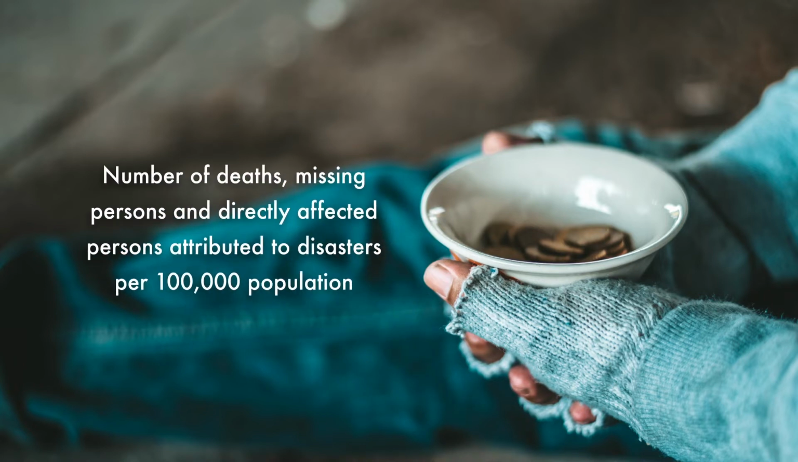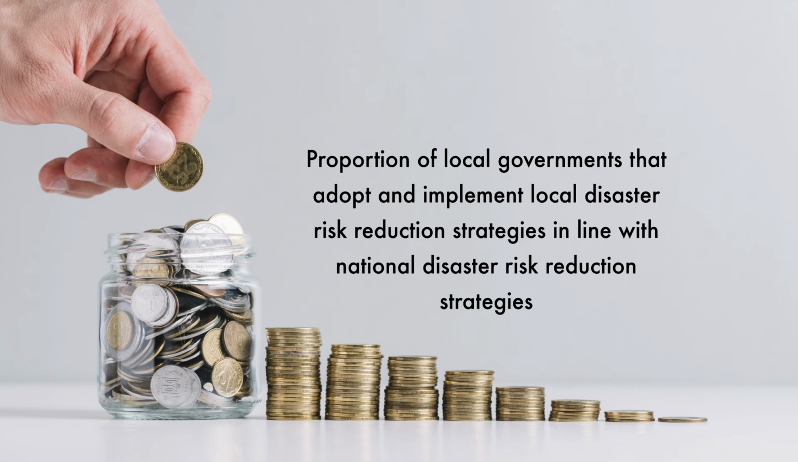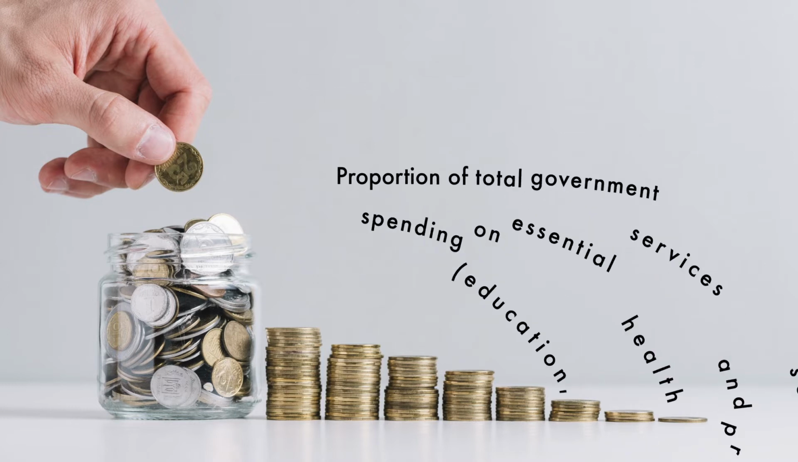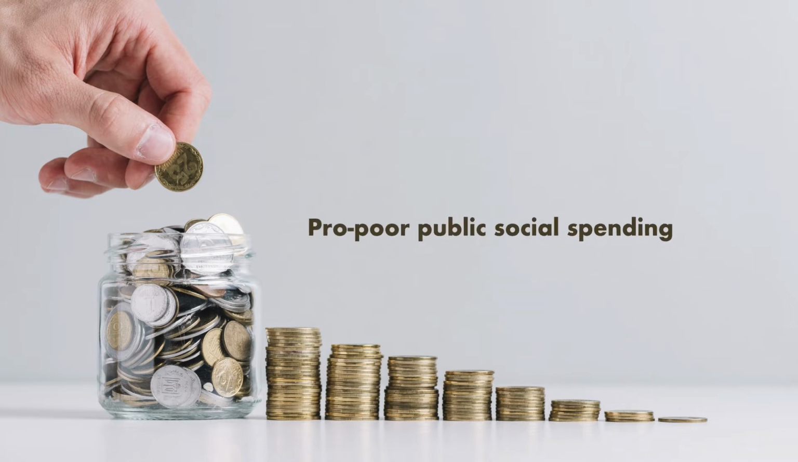Number of deaths, missing persons, and directly affected persons attributed to disasters per 100,000 population; direct economic loss attributed to disasters in relation to global gross domestic product; proportion of local governments that adopt and implement local disaster risk reduction strategies in line with national disaster risk reduction strategies. Then proportion of total government spending on essential services, education, health and social protection, and pro-poor public social spending. These are a few of the targets and indicators to achieve goal number 1.